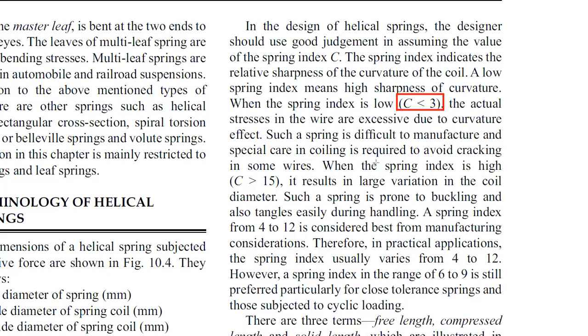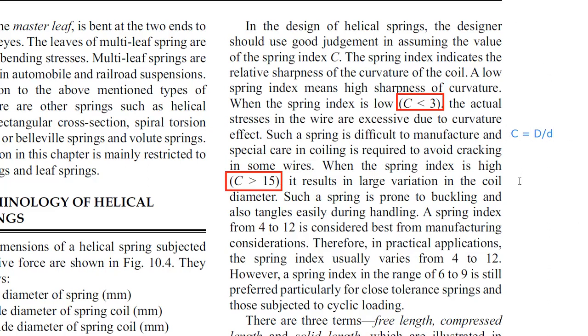But when the spring index is high, high means greater than 15. If the value of spring index C is greater than 15, it results in large variation in the coil diameter, because C is nothing but capital D divided by small d, right? If I say C is my spring index, what I will say? Capital C is equal to capital D divided by small d.